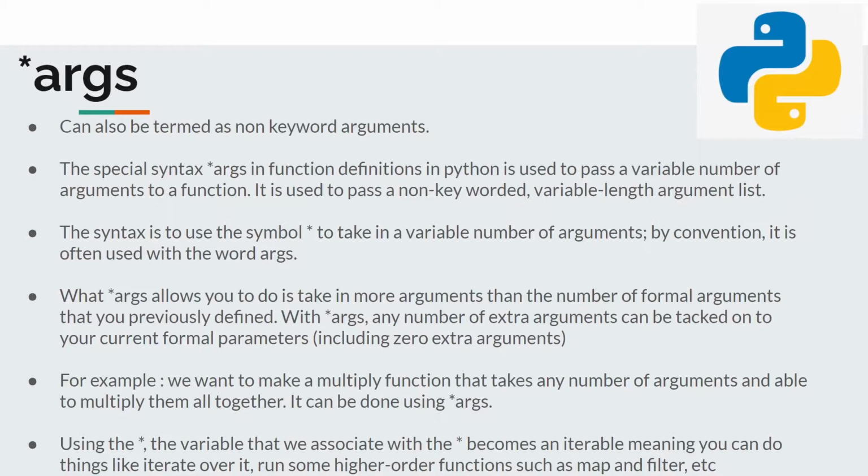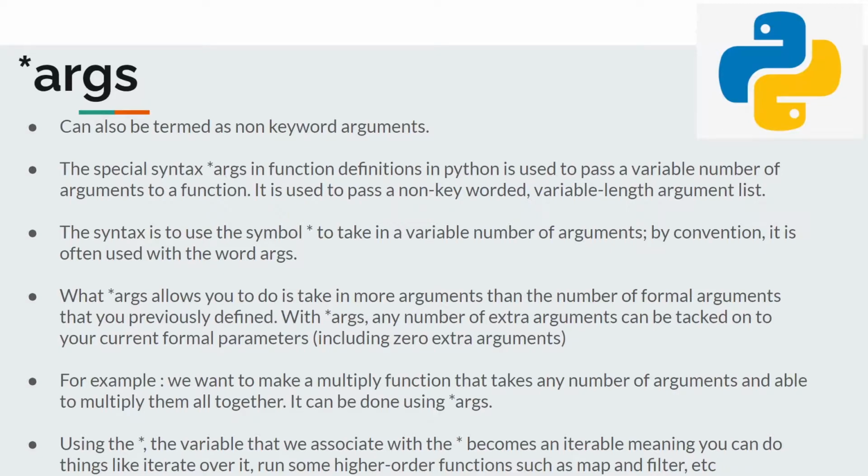Here, in this case, a single star or a single asterisk symbol before the argument name is used to pass a non-keyworded argument. The syntax uses the symbol star to take in a variable number of arguments, and by convention it is often used with the word args. It is not mandatory that you use the word args. It can also be any other word such as integer, number, or animal, dog, anything. You can put in any name as you wish, but you have to make sure that the asterisk symbol is present before the argument name.